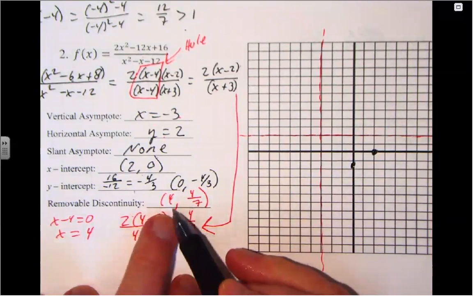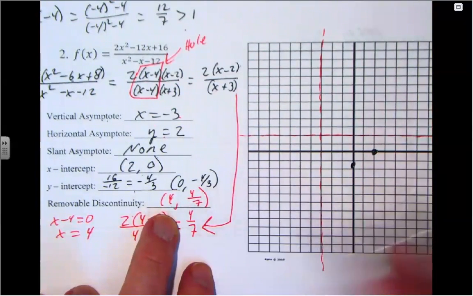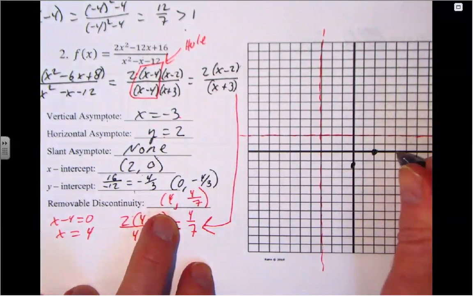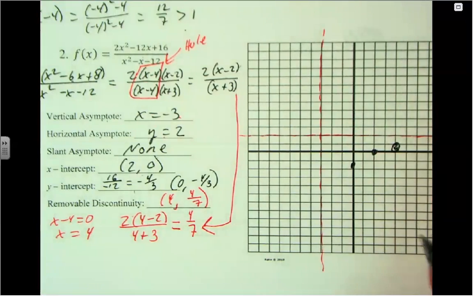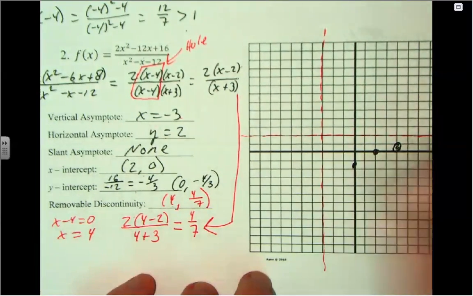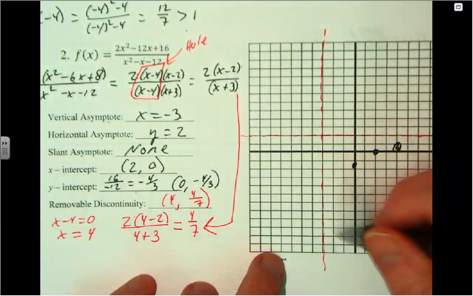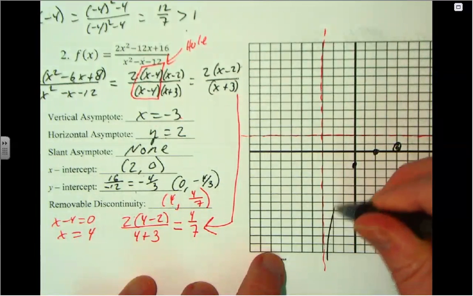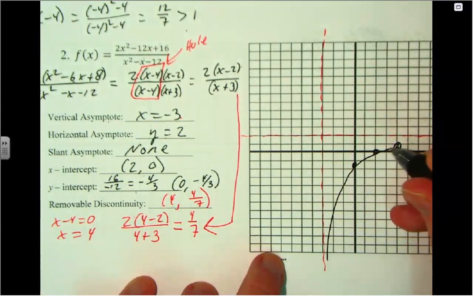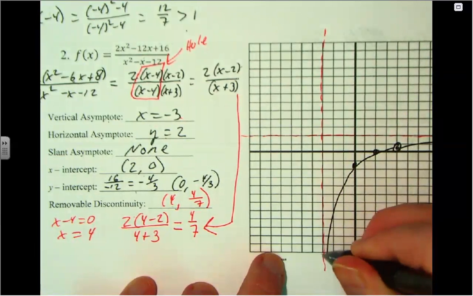And then my hole, 4, 4/7. So 1, 2, 3, 4, and a little bit more than 0, so about right there. But it's going to be an open circle because it's a hole. So on this section of the graph, and this is kind of the same question that Maurice asked a second ago. So on this section, I'm going to come up, go by the asymptote, come here, do a little hole, and then keep on going. So that's that section.